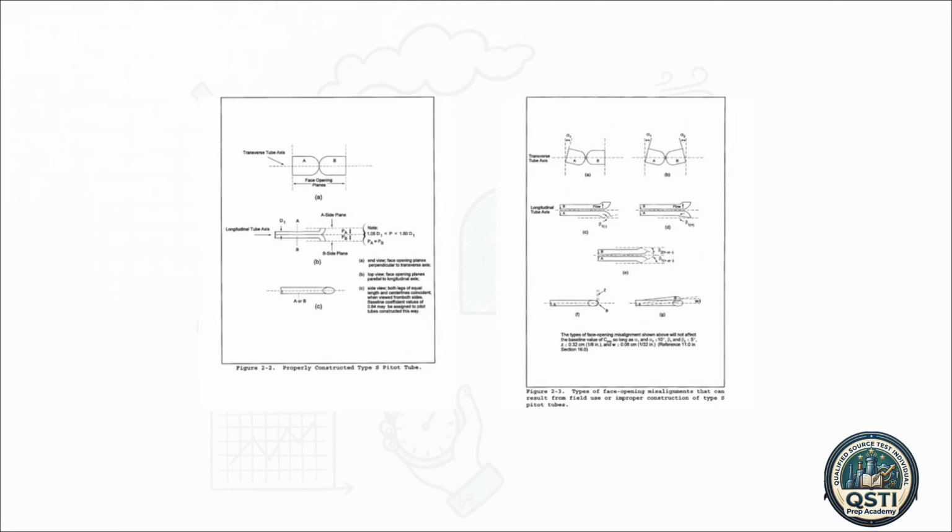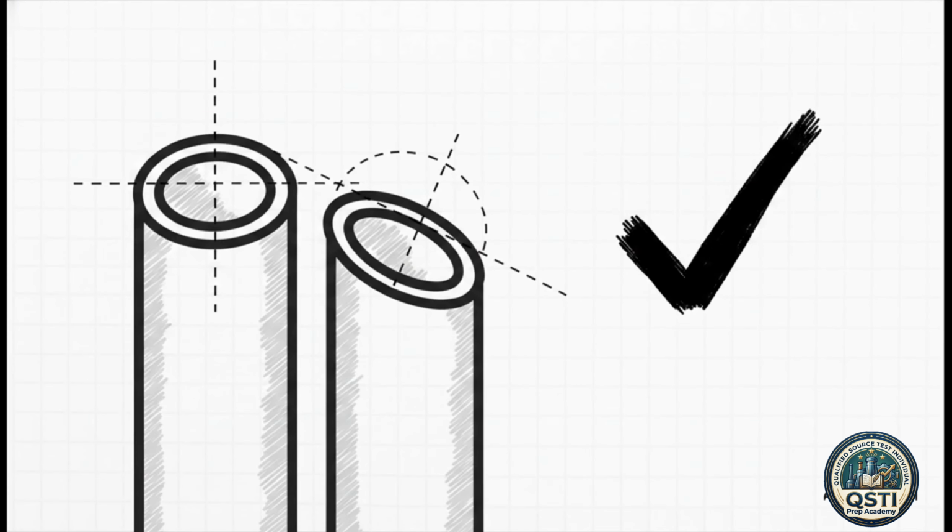But reality is messy, right? You'll often run into field misalignments instead of perfectly constructed tubes. Surprisingly, slight misalignments are totally fine. They won't mess up your baseline coefficient if kept strictly under 10 degrees.